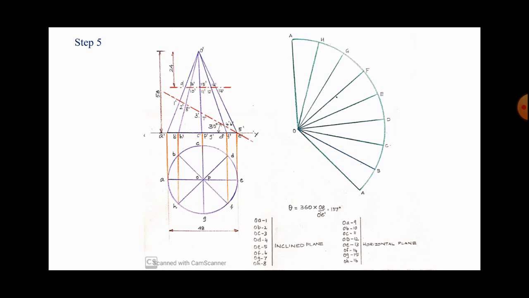OG7, OH8. Similarly, when you go for the horizontal cutting plane, you mark it as OA equal to 9, OB it is 10, OC 11, OD 12, OE 13, OF 14, OG 15, and OH it is 16. So this many cutting points will be there.